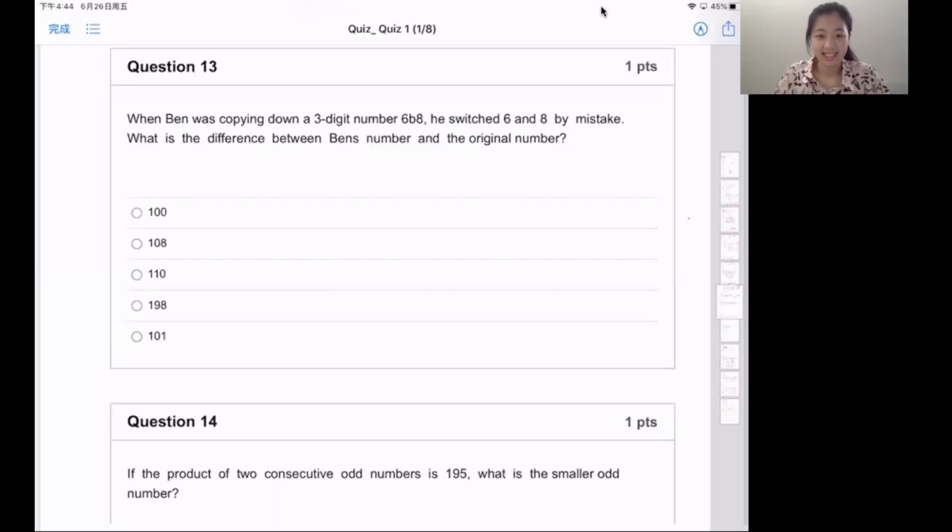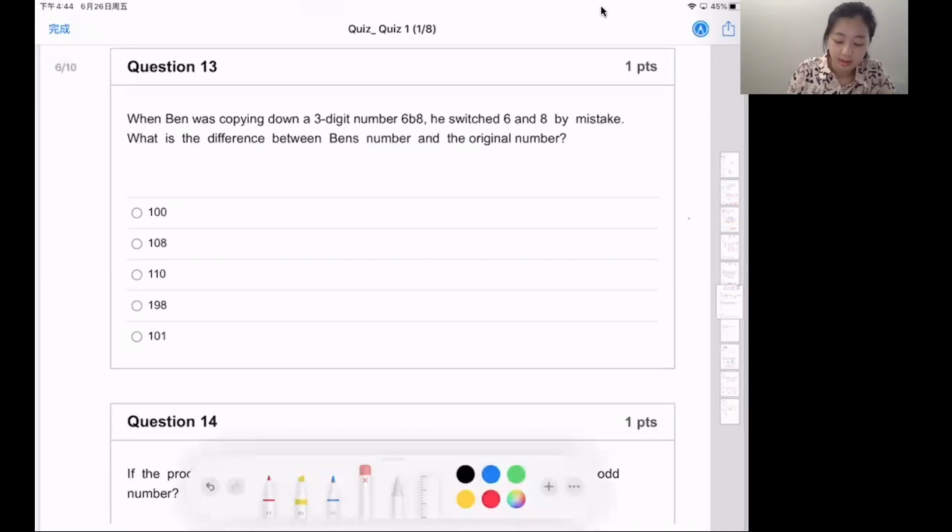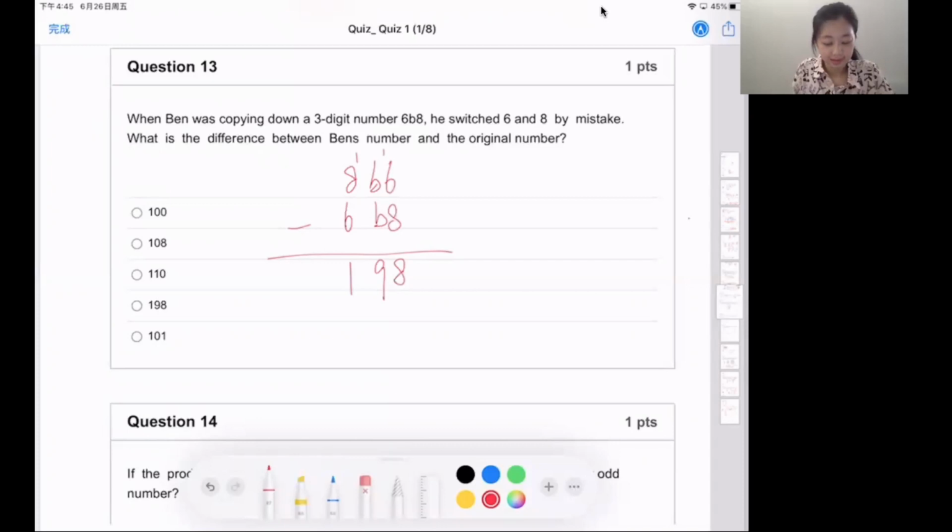Number 13. When Ben was copying down a 3-digit number 6B8, he switched 6 and 8 by mistake. What is the difference between Ben's number and the original number? What we can do is 8B6 minus 6B8. Then we borrow 1, so here's 8. Here's 9. Borrow again. 198.